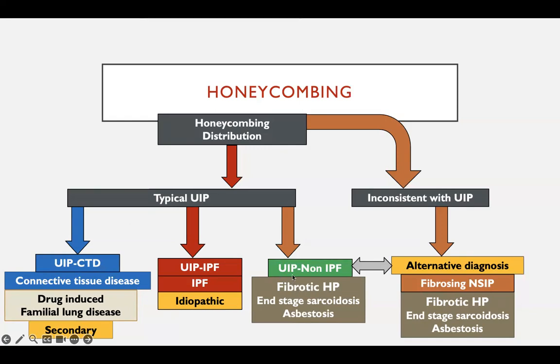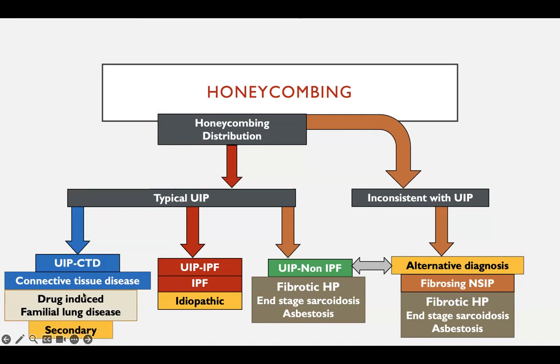It can present with typical UIP, central lobar nodules, 3 density sign, and mosaic attenuation. In end-stage sarcoidosis, perilymphatic nodules, the calcification of the mediastinal and hilar lymph nodes. In asbestosis, pleural plaques. This is a possibility in a typical UIP, so you have to exclude the alternative diagnosis in case of typical distribution of honeycombing.